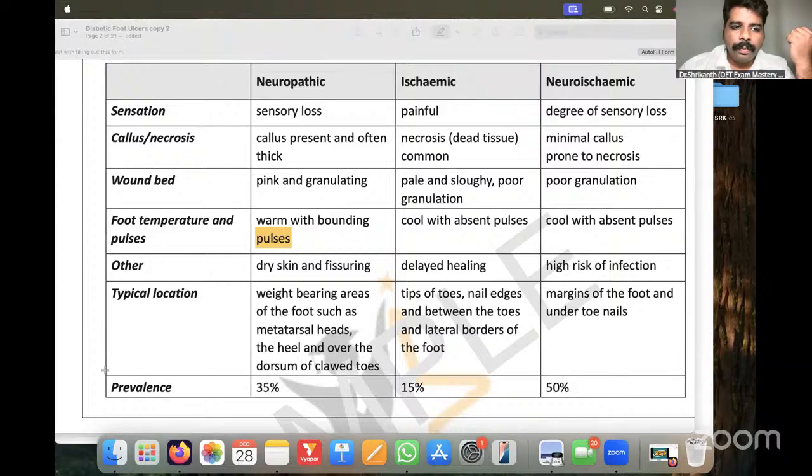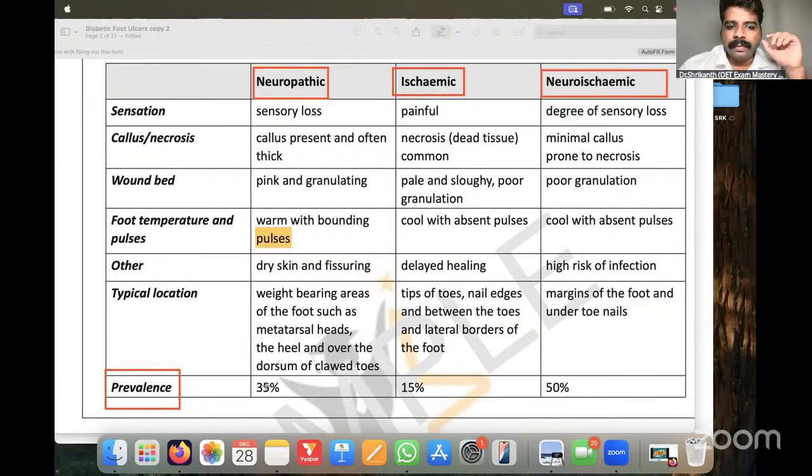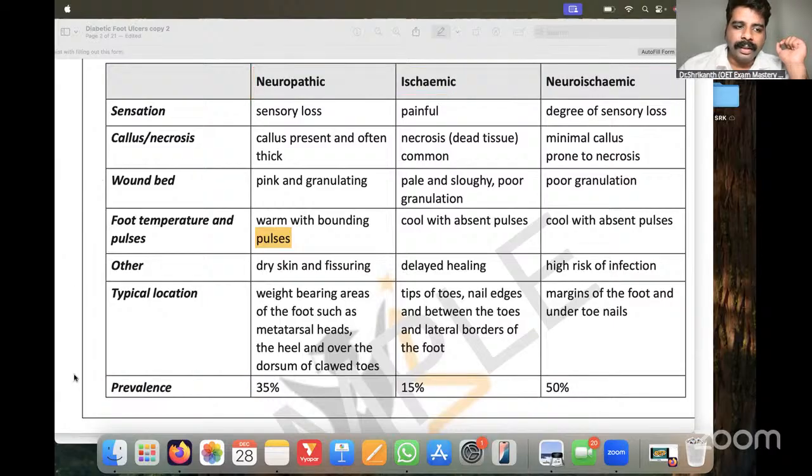That means how prevalent each type of disease is. This is the first type, this is the second type, and this is the third type. The first type over here is 35 percent. This is how common it is. This is 15 percent common, and this is found in 50 percent of the population. So therefore, the answer to the fifth question is going to be in text A.